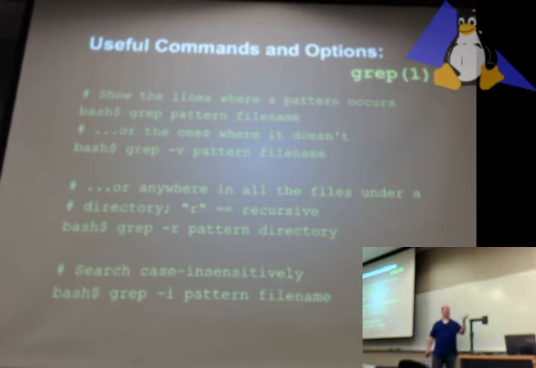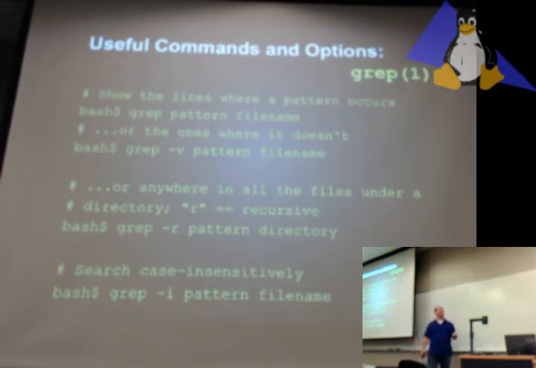So the basic usage is just grep pattern file name. If you want to reverse that, if you want to search for the lines where the pattern does not occur, you do grep -v. No, I do not know what the v stands for. Invert. What's that? Invert. Okay, now I know what the v stands for. Thank you.